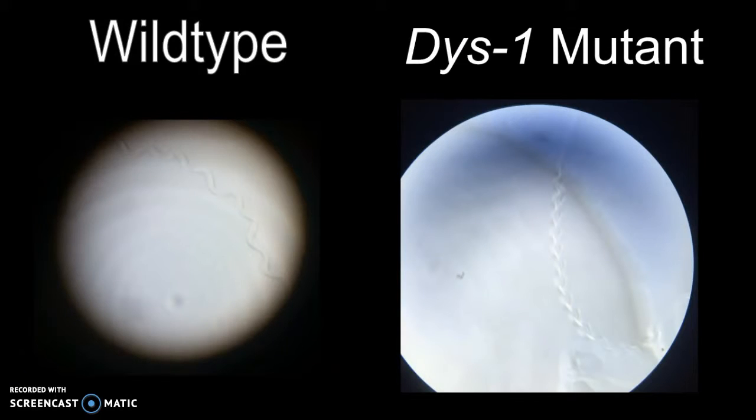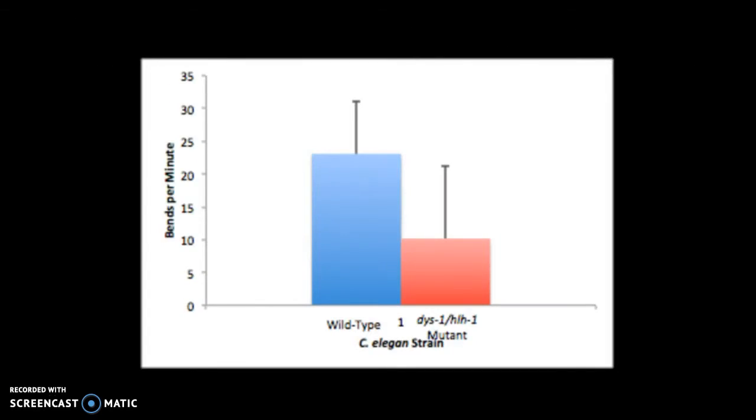On the left, you can see tracks from a wild-type C. elegans, and on the right, a mutant. The tracks are a little bit different. With this data, we compiled and averaged the data for the wild-type and the mutants. And the wild-type had more body bends per minute on average.